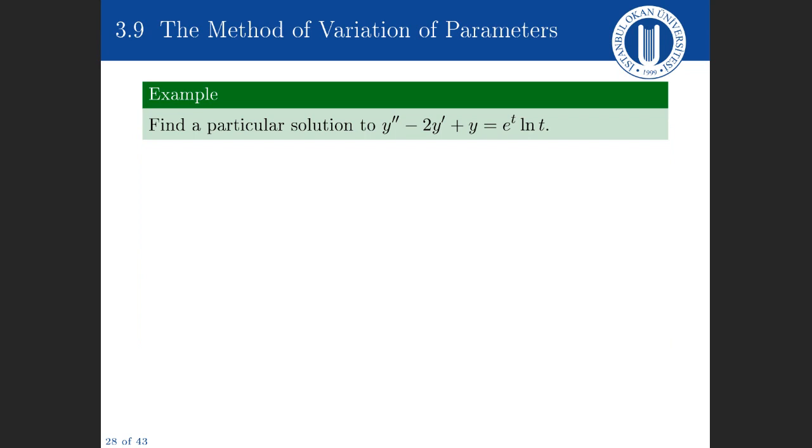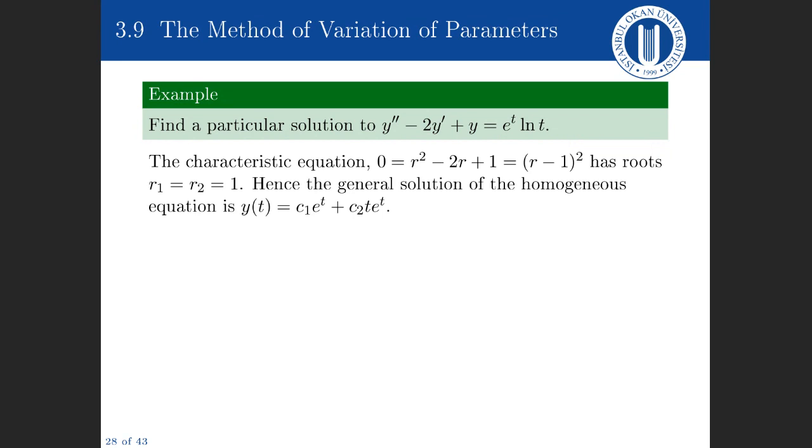Let's do another example. Find a particular solution to y double prime minus 2y prime plus y is equal to e to the power t, natural logarithm of t. Again, we have a function which is not nice. E to the power t is a nice function. We differentiate e to the power t, so we have e to the power t. But the natural logarithm is not a nice function, because when we differentiate the natural logarithm, we don't get something which looks like the natural logarithm. Instead, we get 1 over t. So we can't use the method of undetermined coefficients. We need to use the method of variation of parameters.